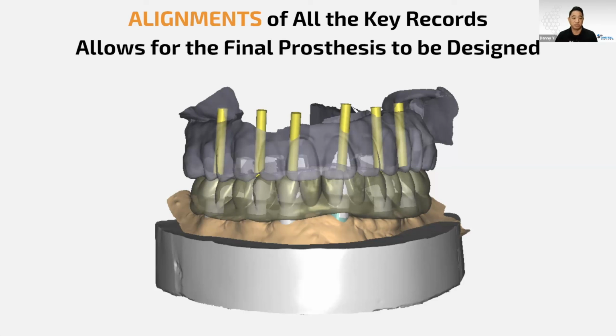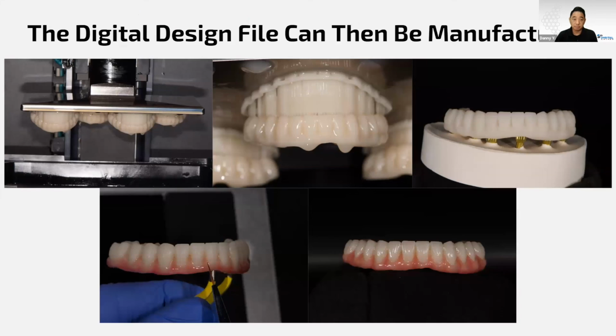Being able to do it this way just really makes it a whole lot easier and a lot faster for the designer. And of course, we want to use that digital design file to manufacture the prosthesis. In this case, we were manufacturing a beautiful try-in. This was being done by Benjamin On at his Cyber Ceramics lab in Orange. He just does really, really great aesthetics, even on his temporaries and his try-ins.